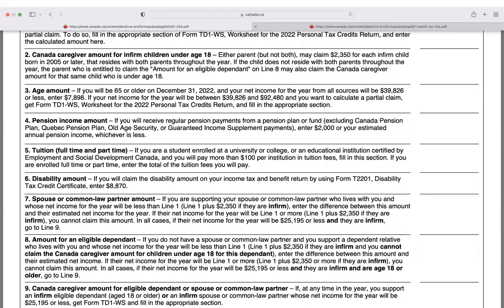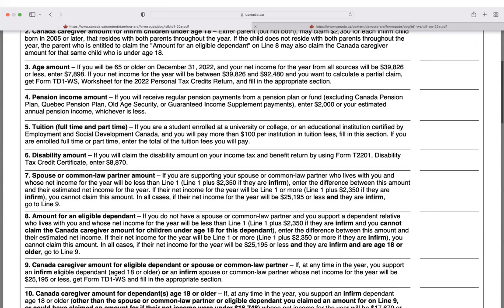Number five is tuition fee, whether full-time or part-time. If you're a student, you enroll at a university that's been certified by Employment and Social Development Canada, and you pay more than $100 for your tuition fee, then you have to enter the total tuition fee that you pay.